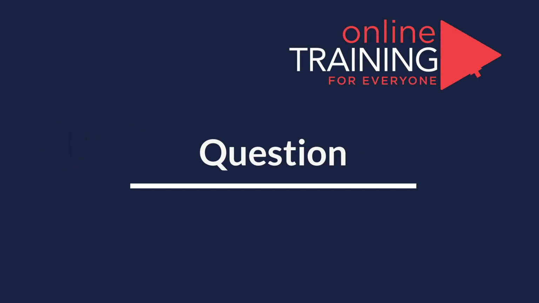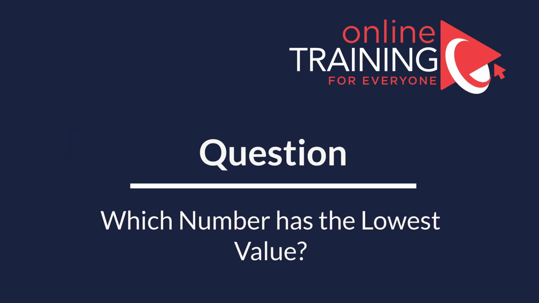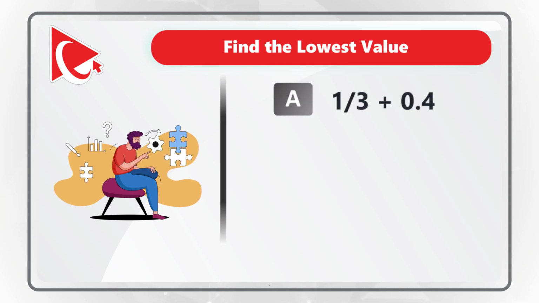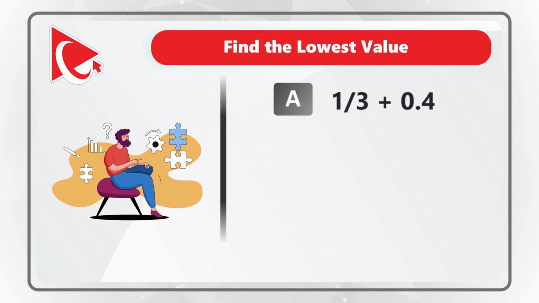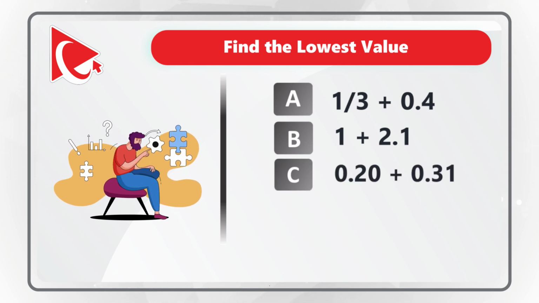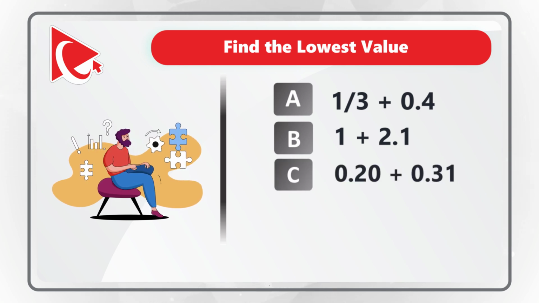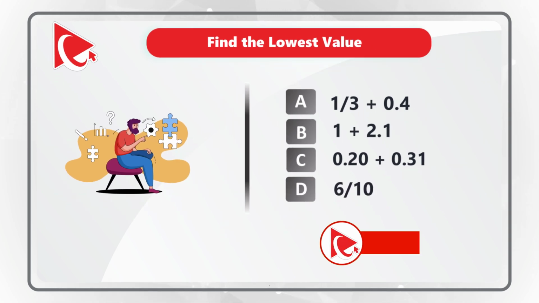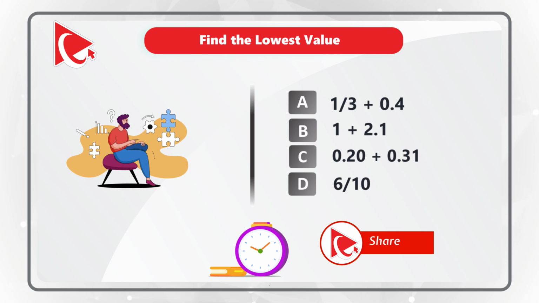I love this question because it truly makes you think to determine the final answer. You need to determine which number has the lowest value, and you have 4 different choices. Choice A, 1/3 plus 0.4. Choice B, 1 plus 2.1. Choice C, 0.2 plus 0.31. And choice D, 6/10. Give yourself a few seconds to see if you can come up with the solution.